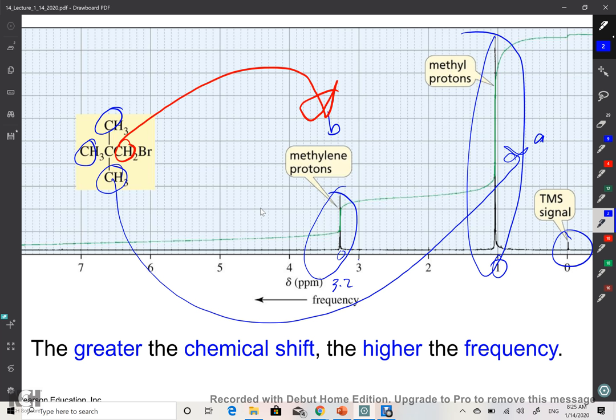Okay. Yes. So B has a lower resonance frequency. No, B has a higher resonance frequency. Remember that when you are deshielded, it means high frequency. When you are shielded, it means low frequency. Does that make sense? And it says here again, the greater the chemical shift, the higher the frequency. So if I say high frequency, it means high chemical shift. Does that make sense, guys? Okay.